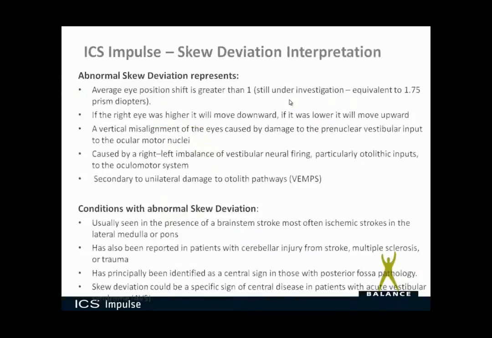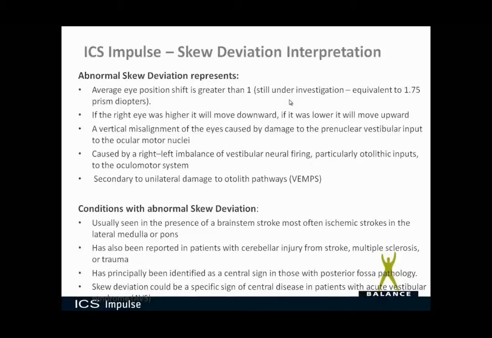So now, how do you interpret skew deviation? What's abnormal skew deviation? Well, the average eye position shift should be greater than 1. Now, this actually may be greater than 1 to 2. There's still research being done that looks at the difference between vestibular neuritis and stroke, so the difference between a peripheral disorder versus a central disorder, and what denotes an abnormal average eye shift. Now, in the past, most of this has been done visually, and obviously your eye is not as sensitive as the camera and the goggle, so that's why there may be more research coming out that may change this value, but right now we believe that greater than 1 is what the current research is saying.